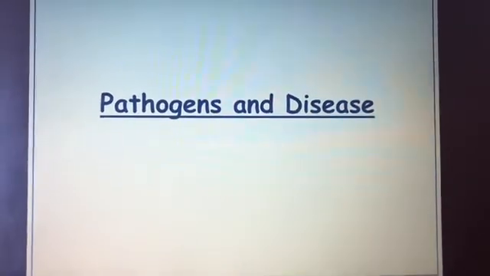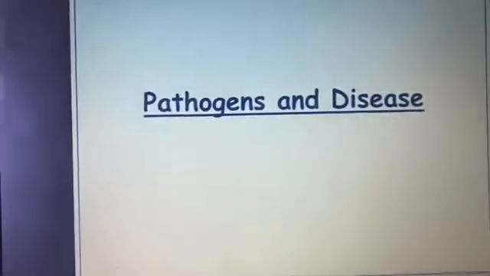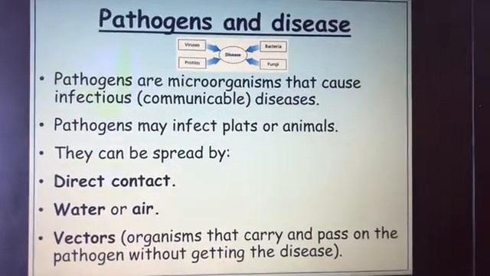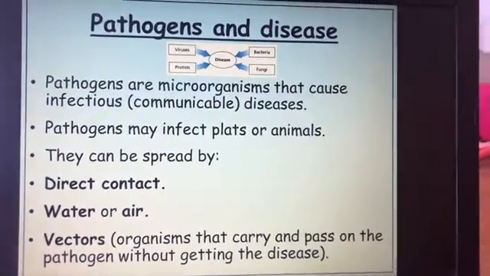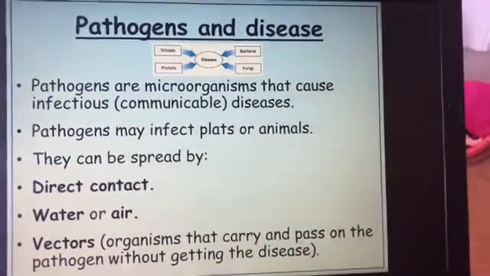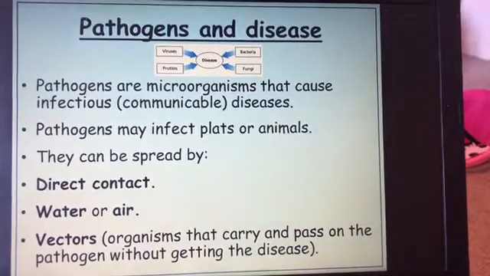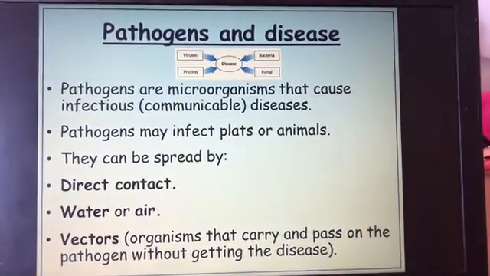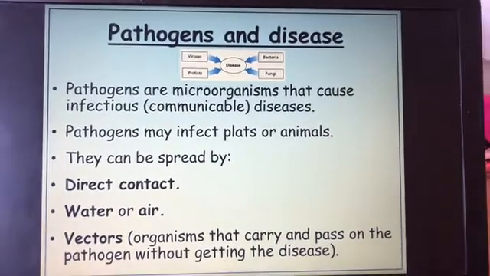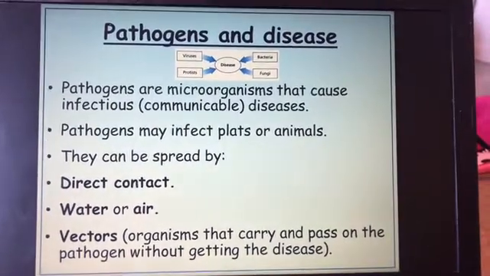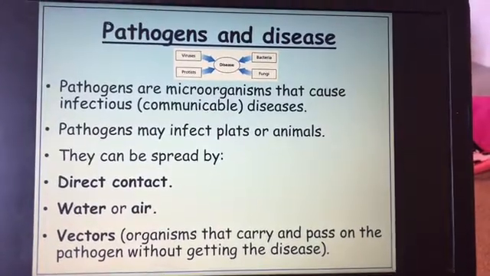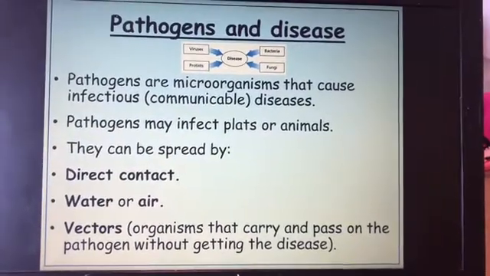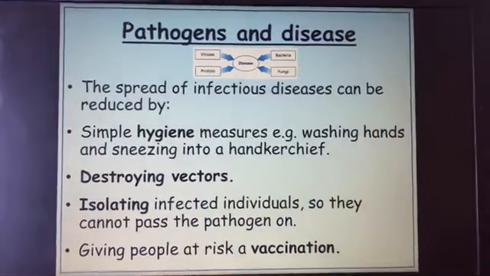Today we're looking at pathogens and disease for the GCSE topic. Pathogens are microorganisms that cause disease, and they can affect plants or animals, that should say plants. They can be spread by direct contact, so touching somebody else, water such as cholera, contaminated water, or air, so things like coughs and sneezes, or they could be transferred by vectors. Vectors are organisms that can carry or pass on the disease to something else.